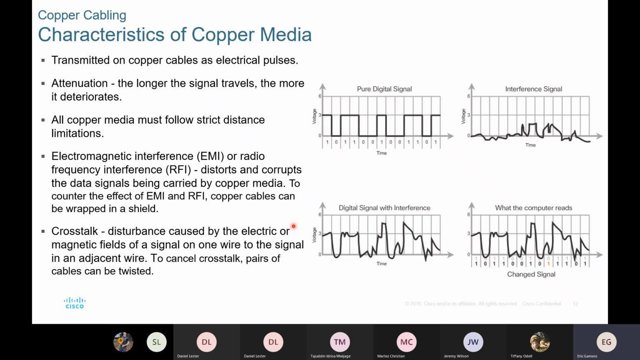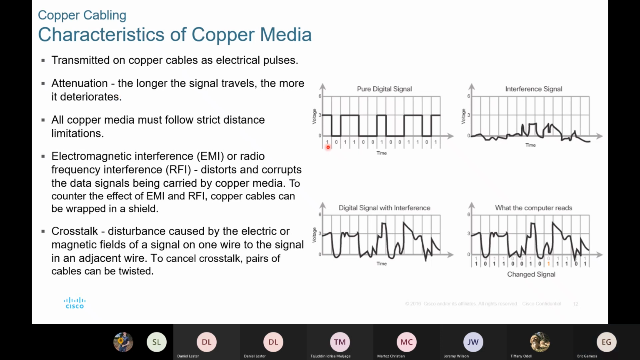Okay, so let's talk about the characteristics of the copper media. You can transmit, for example, electrical pulses in the copper media. Those are examples of transmitting pulses, but you can have another type of encoding. So there is a notion that we call attenuation. The attenuation is the resistance of the media to let the signal traverse the media. So the longer the communication media, the higher the attenuation is going to be.